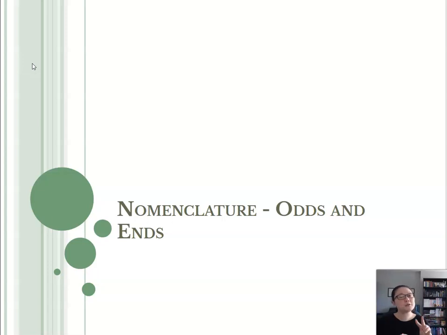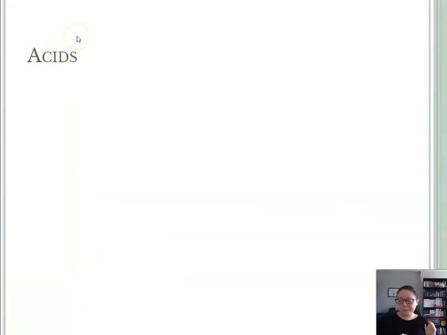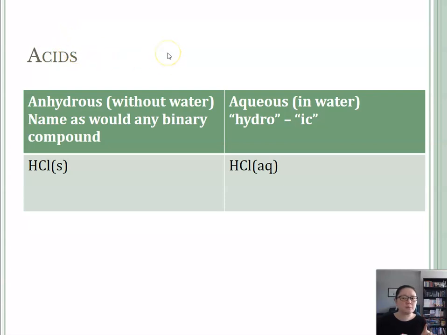In this lesson we're going to be covering two shorter topics, acids and hydrates. Now acids are probably going to be the topic that comes out quite a bit more than the hydrates themselves, and the thing about acids is that you have to be very careful because an acid is only an acid if it's in water. So if this chemical is not dissolved in water, it is not an acid, and therefore you're not going to name it as an acid.